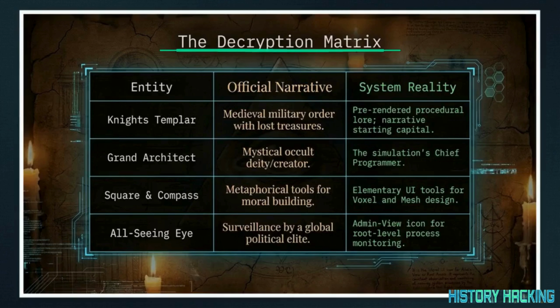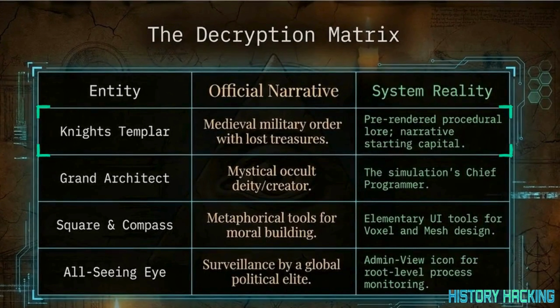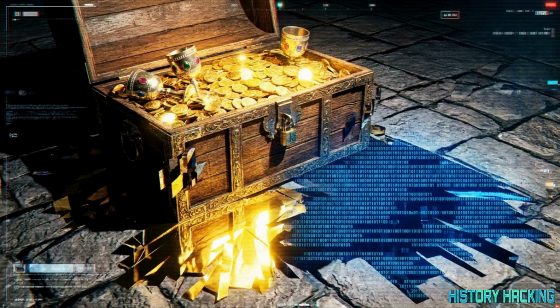This decryption matrix translates these historical narratives into their system reality definitions. The mysteries and lost treasures of the Templars are categorized here as procedural lore. This algorithmic backstory justifies how resources and power were distributed the moment the simulation came online. These historical mysteries provide the necessary narrative starting capital for a newly generated environment.